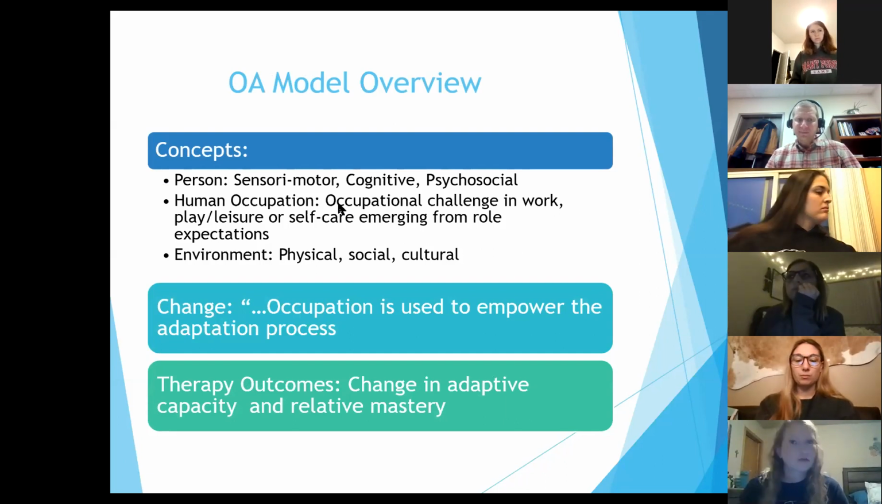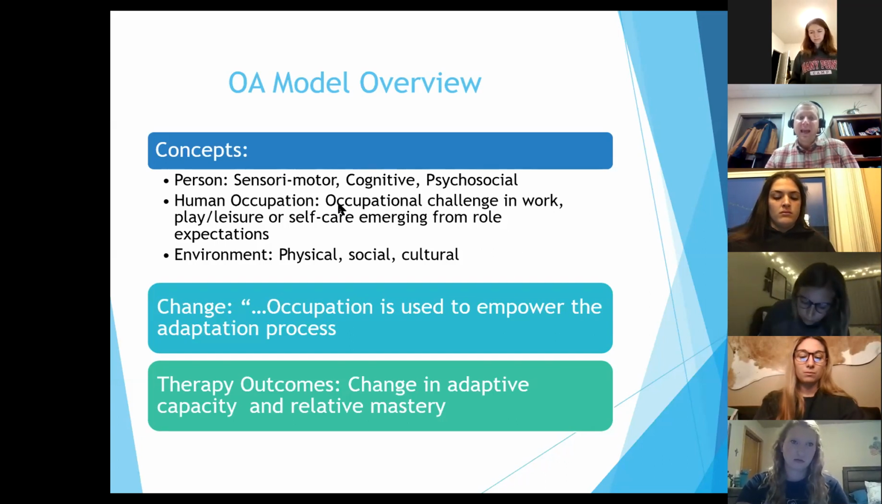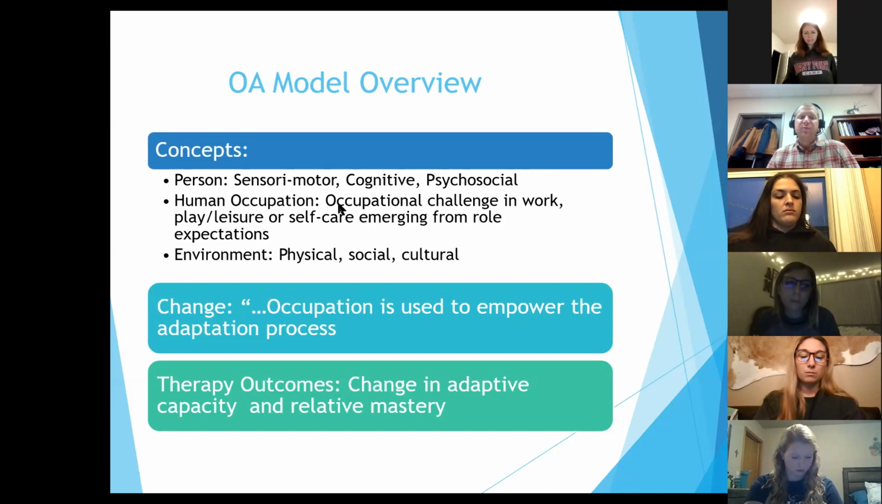Human occupation encompasses work. Any occupational challenge, anything that we're faced to do, could be with work, play or leisure, or self-care. Your occupations are going to be determined by what's expected out of your roles, right? Your expected roles from being a student, a mother, a brother, a father, a son, all of those roles will impact your occupations of work, play, or self-care. Your environments are going to be a physical environment, a social environment, and also cultural will be considered part of the environment.